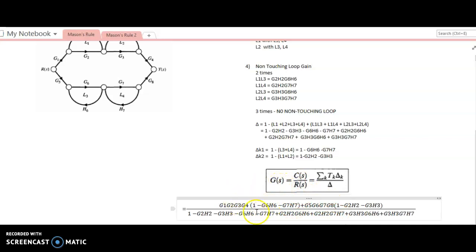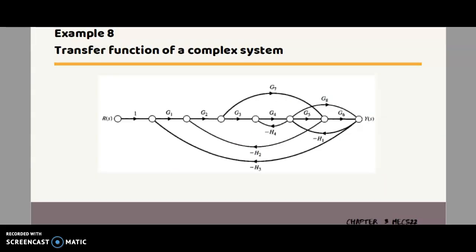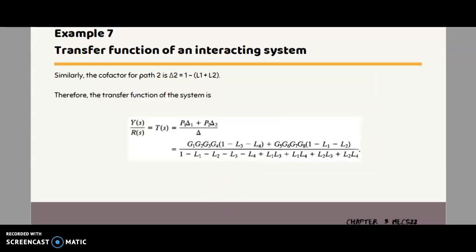So G(s) equals this one, for the first forward path, and this one for the second forward path gain. And then the rest yang bawah ni adalah determinant. So you can check your answer with this one. Yang ni dia tak masukkan L3, L4 ni. So kalau awak masukkan, awak akan dapat the same answer.